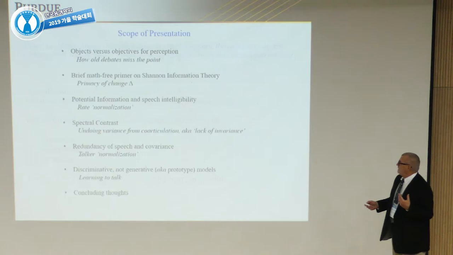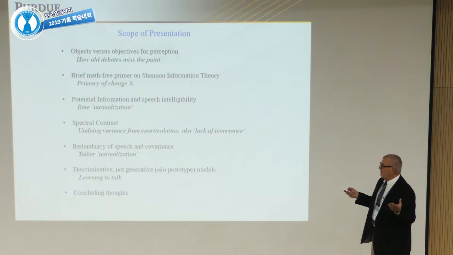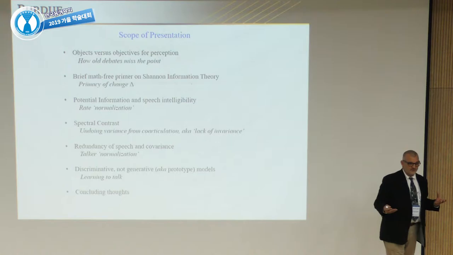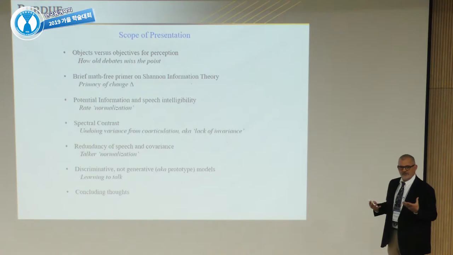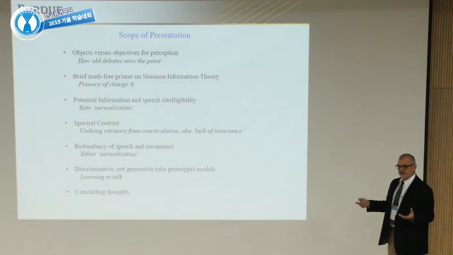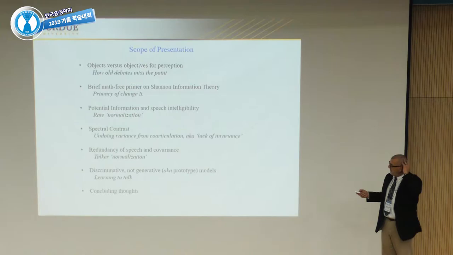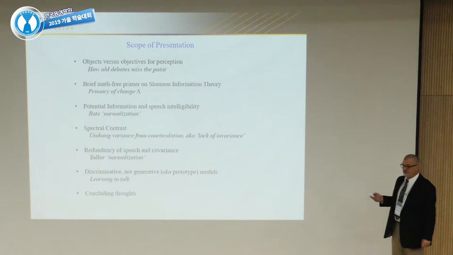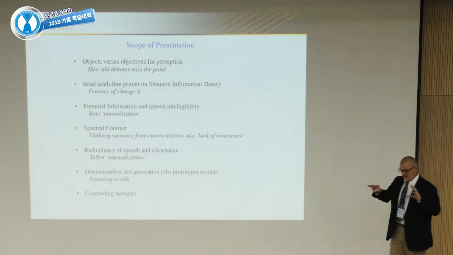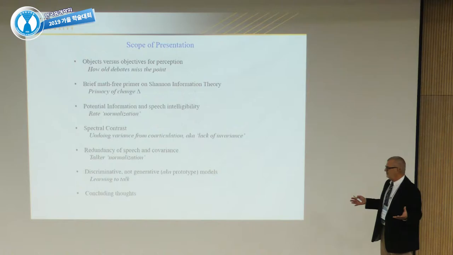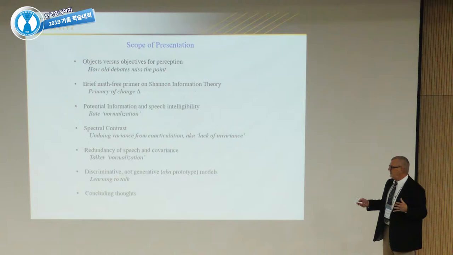The basic scope of the presentation is I've got to set up a little bit of background about objects versus objectives for perception. And these were really the thorny issues that brought me to adopt Shannon information theory as my framework. Then I'll be applying these principles within this framework to problems like rate normalization, spectral contrast in terms of helping us with coarticulation, redundancy of speech, and covariance and talker normalization, and then end with the general kind of learning models. Some of these are actually machine learning algorithms, but it's the class of models that I'd be encouraging us to think about. And these really do have application to things like, for example, an infant learning to talk.